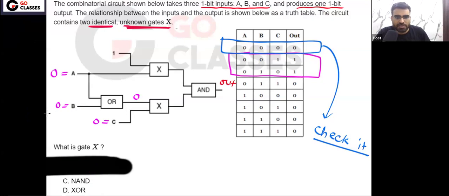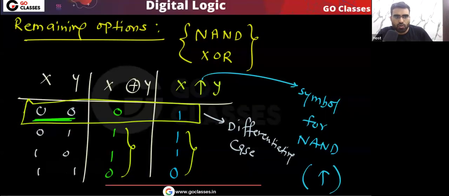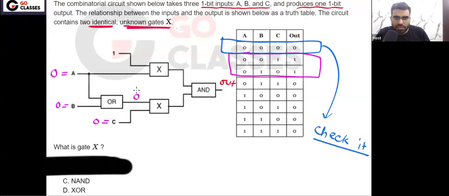So very simple, this input combination 0 0. That is the reason I am making sure that this is 0 and this is 0. So automatically A is 0, B is 0 because there is an OR gate here. So just check this first row. Because of this first row, what will happen? I am checking the first row.